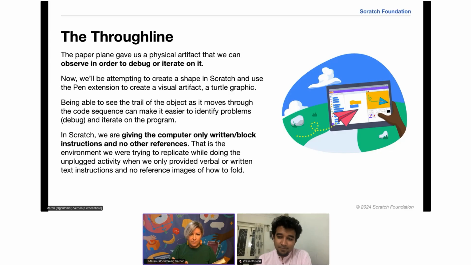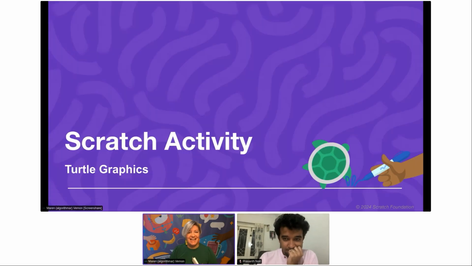Just like we did with the paper plane, where you had these written or verbal instructions and no other visual references, in Scratch programs the computer has the same problem, right? You're not giving it a visual, you're writing these in code blocks. So we have to think about that decomposition and sequencing and being clear. And so again, we're replicating what we did in our unplugged activity here in our virtual space. So let's get into it.